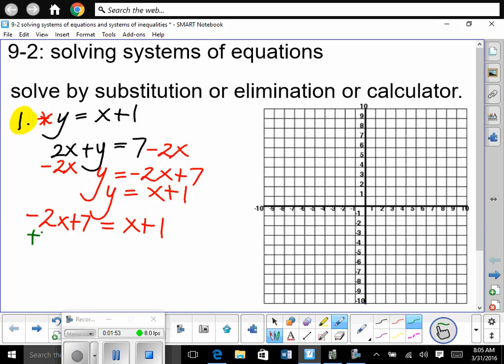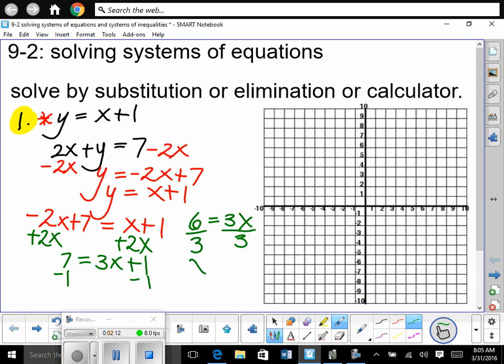So I'm going to bring this 2x over. I'm going to add 2x to both sides. So I have 7 is equal to 3x plus 1, solving for x. Subtract 1. So I have 6 is equal to 3x. And then we'll divide both sides by 3. So x is equal to 2.